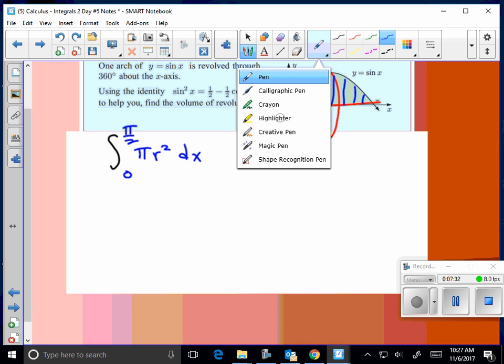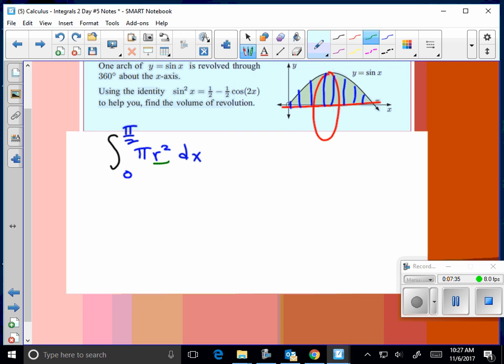R is sine of x. Why is that denying me? This, r, is sine of x.